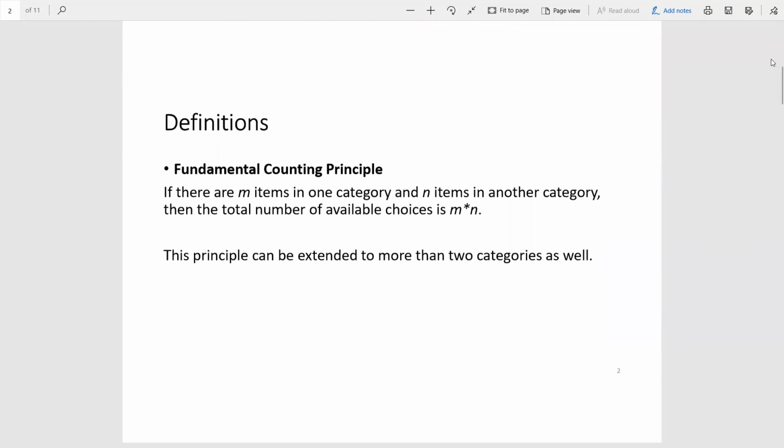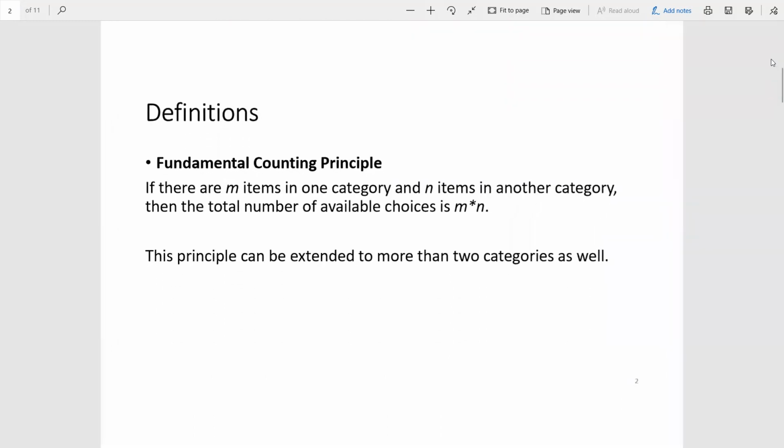We're going to now talk about some fundamental counting principles. If you have m items in one category and n items in another category, then the total number of available choices is just m times n. And the principle can be extended to more than two categories as well.